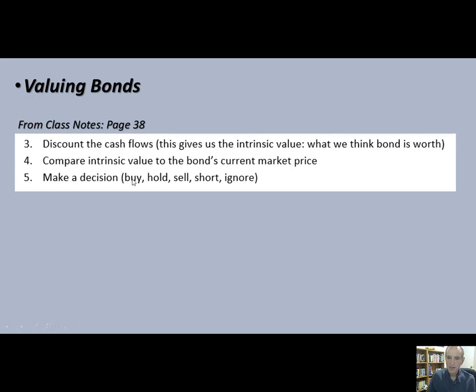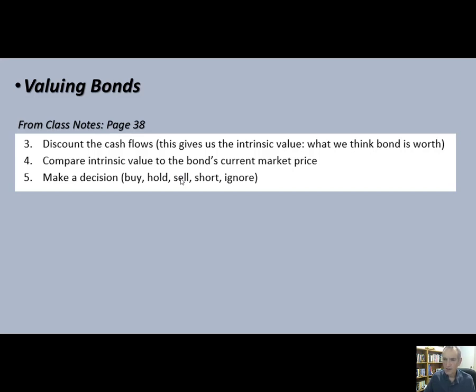So then you make a decision: do you buy, hold, sell, short, or ignore? Bonds, you can short bonds. Sell means you own the bond and you decide, hey, my intrinsic value is higher than the current market value, so I'm going to sell it. Buy is you don't own it, so you buy it. Hold is you own it, and the valuation looks good, not particularly great, not bad, so you just say, I'll just hold on to it. Sell is you own it and you don't like the intrinsic value versus the market price, so you sell it.